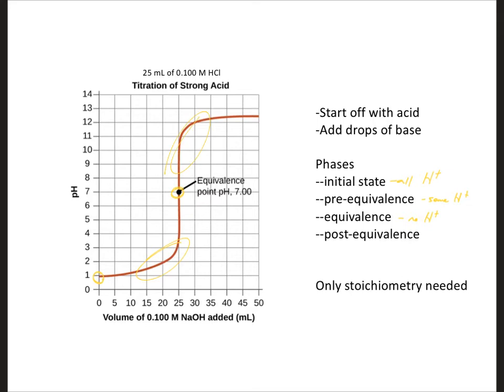And in the post-equivalence phase, we still have no H pluses, right? We canceled them out already at the equivalence point. And now what we have are OH minuses. And so now we're moving into the basic or alkaline region of the pH scale. And so it rapidly becomes that basic solution because there are no longer any H pluses to cancel it out, and there's no buffer present or anything else to really slow it down.